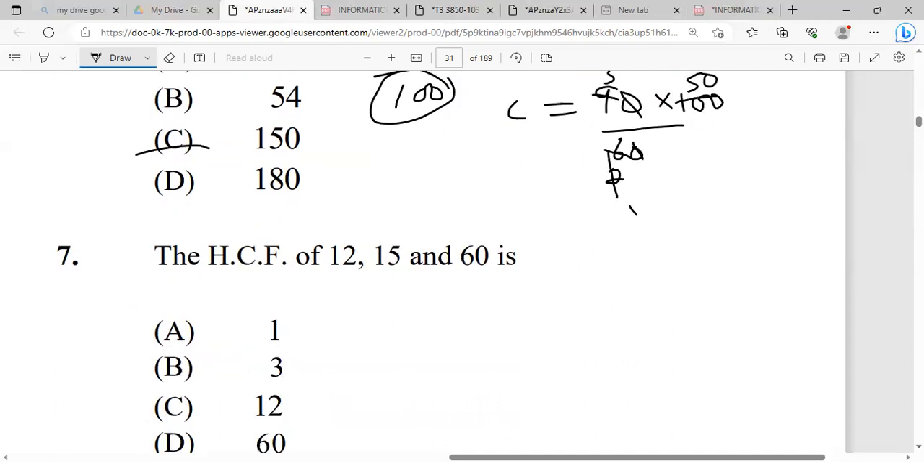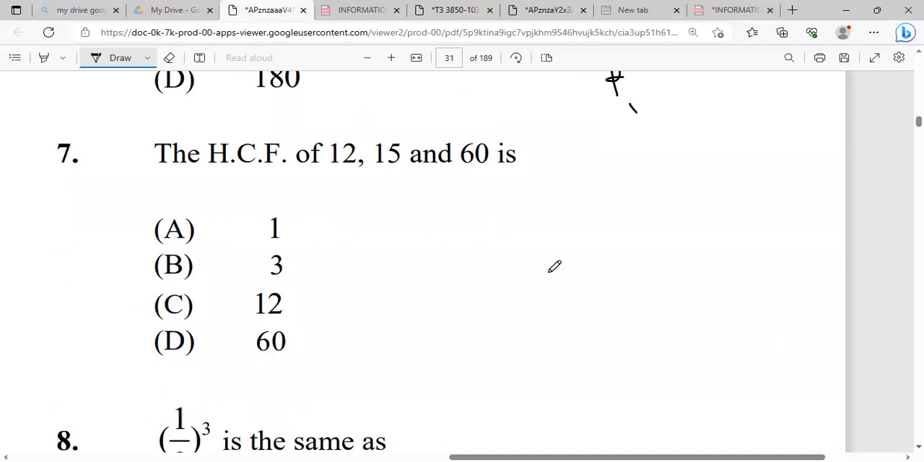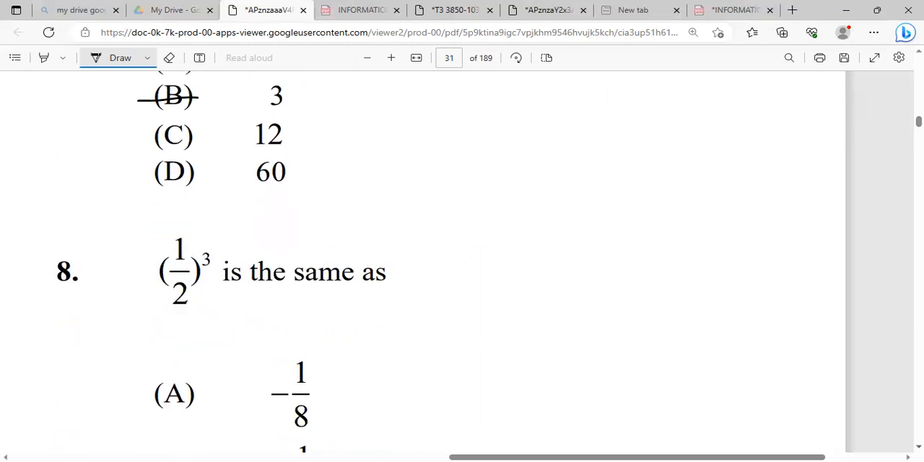90, and also what is the highest common factor of 12, 15, and 60? And that would be 3. We're not spending a long time on it, guys, because it's very simple. List all the factors, the number that is common to all 3.